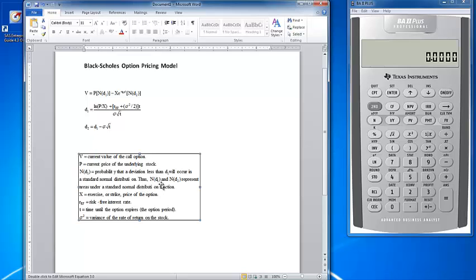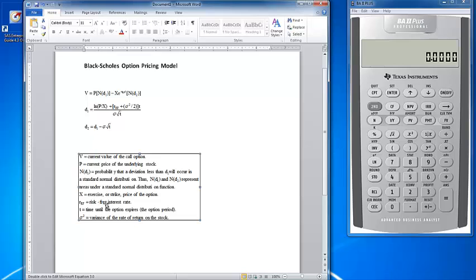As a result, D1 and D2, that we see in this equation, represent areas under a standard normal distribution function. And that's important to know because later on we're going to use Z distribution results to determine the value of the option. X is the exercise or strike price of the option, which we'll use in the D1 calculation.